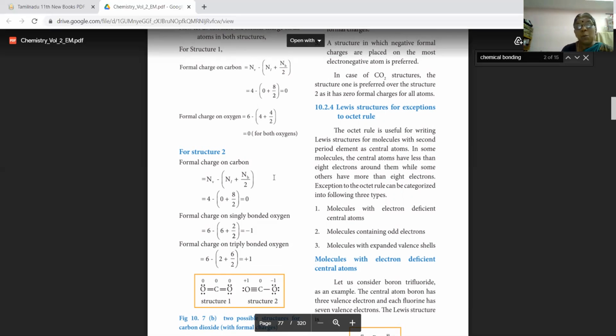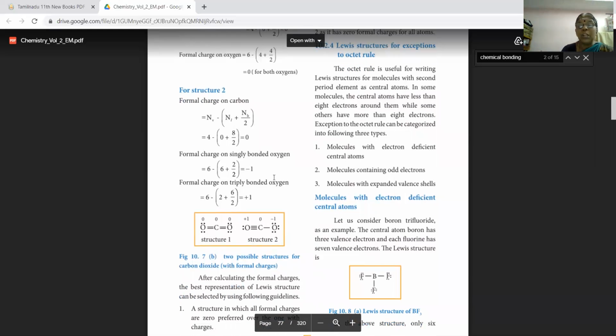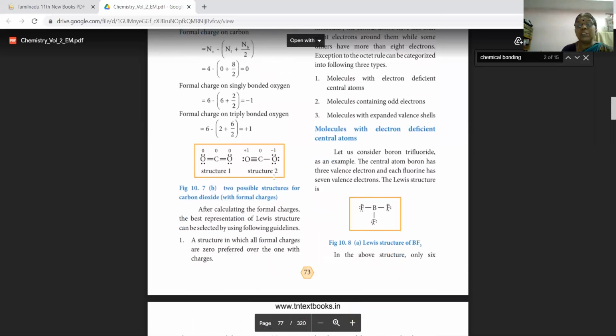That is, molecules with an electron-deficient central atom, molecules containing odd electrons, and molecules with expanded valence shells. First we are going to see the molecules with the electron-deficient central atom. For that we are taking boron trifluoride as an example. The central atom is boron, which has only 3 valence electrons.